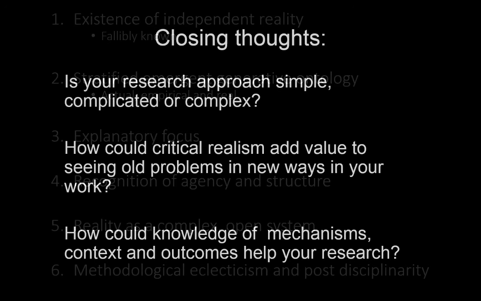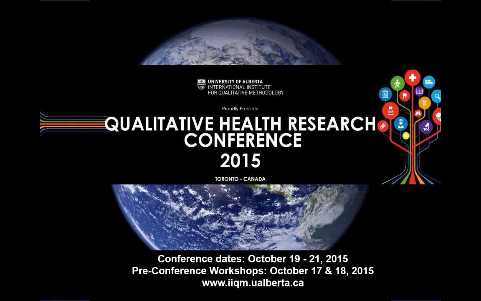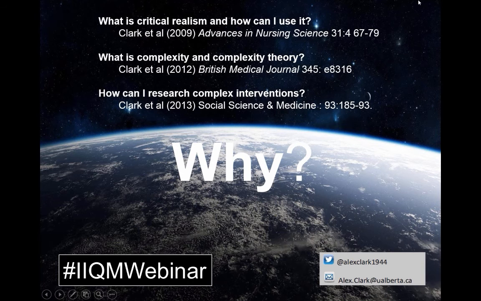So, let's think. Is your research approach simple, complicated, or complex? How could critical realism add value to seeing old problems in new ways in your field or your work? How could knowledge of mechanisms and context and outcomes help your research? So it's important for us to think why. I've included some references there about what critical realism is and how you can use it, about what complexity and complexity theory is, and finally, how you can research complex interventions.